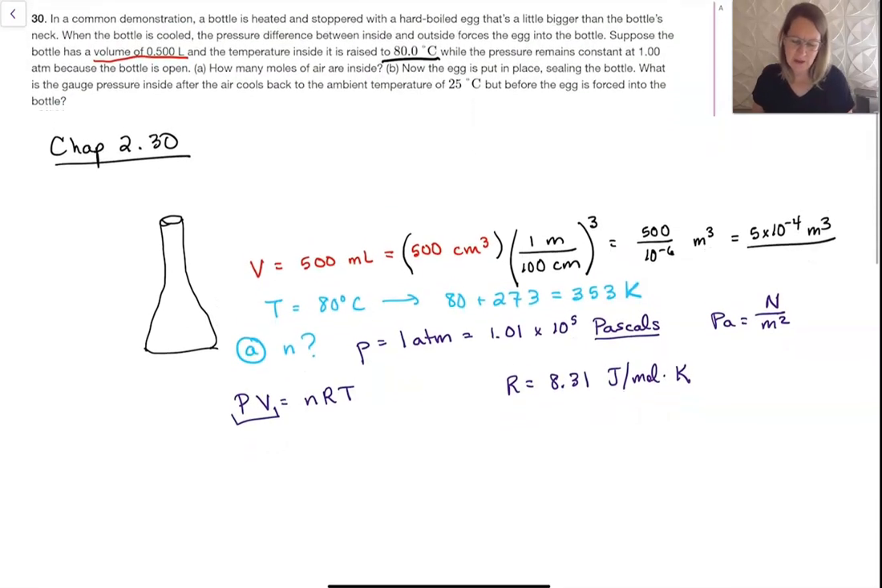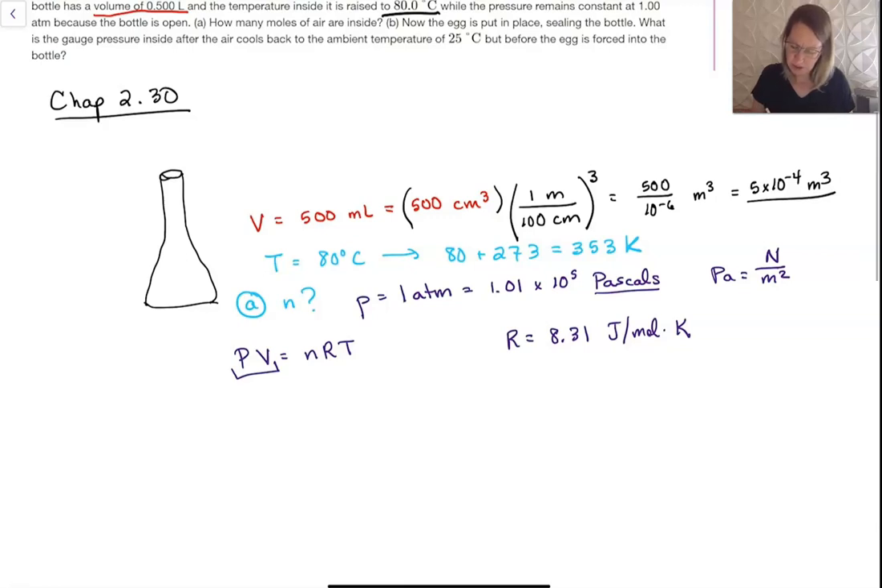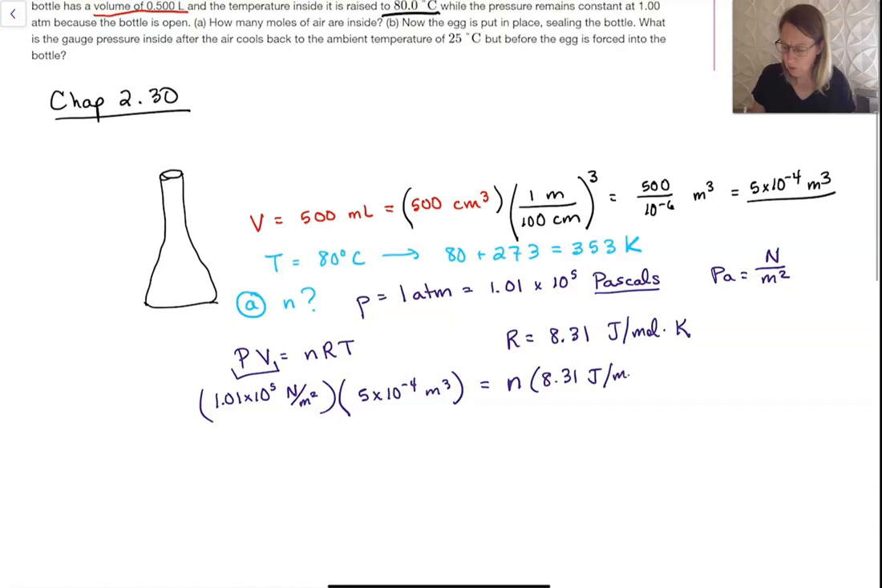Okay, so I'm just going to calculate how many moles are inside. So I've got pressure is 1.01 times 10 to the 5th newtons per meter squared. All of that times 5 times 10 to the minus 4 meters cubed is equal to the number of moles, which we were trying to find, times 8.31 joules per mole times Kelvin, and then times the temperature, 353 Kelvin. Notice what happens with our units here. This cancels with this. This goes there. Newton times meter is a joule. So all of that works out nicely.